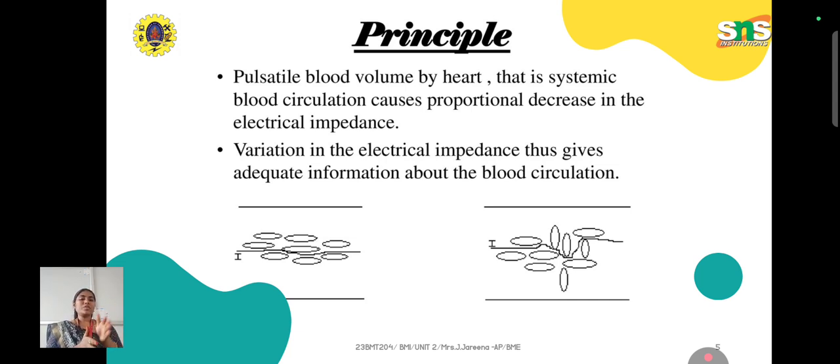As a continuation of this, in the next class we will deal with the techniques followed to measure impedance plethysmography.